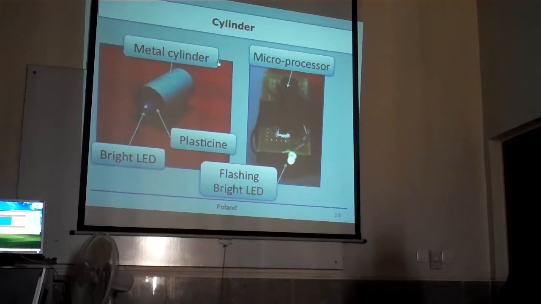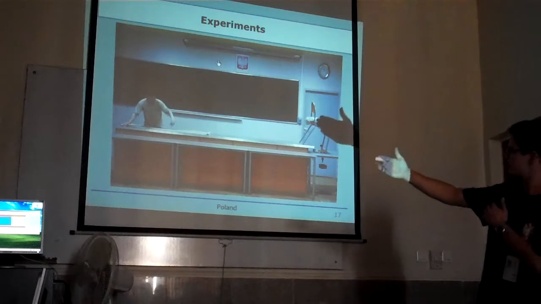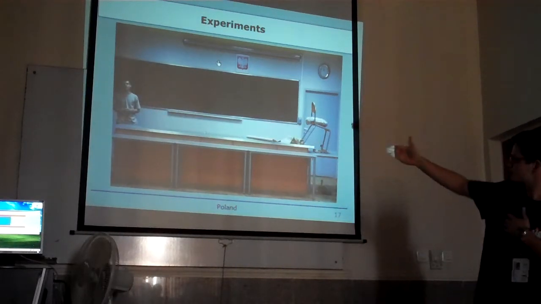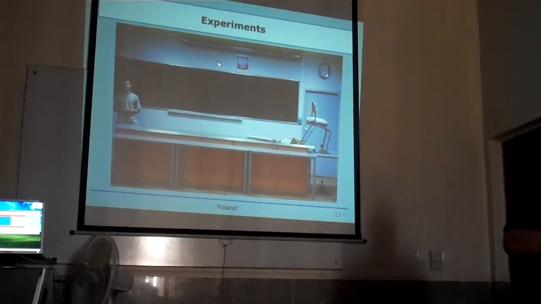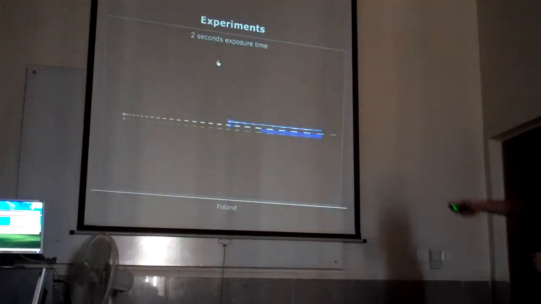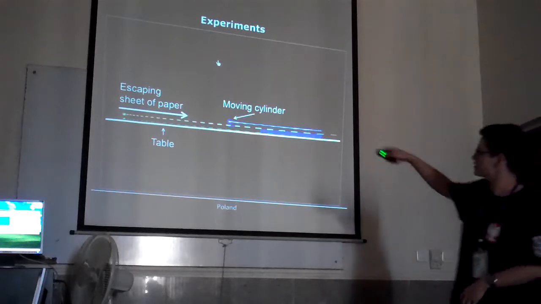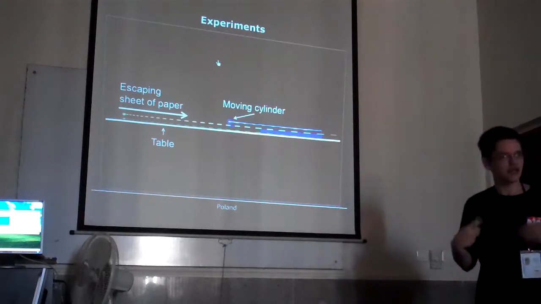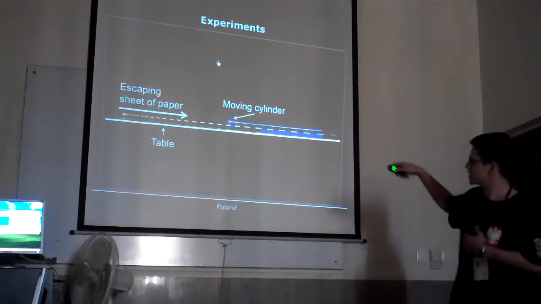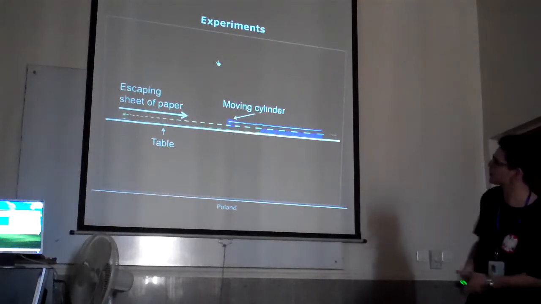The experiments were made in the following way. Paper was pulled away, cylinder was placed on the paper, and paper was let go. We could see the motion of the cylinder. By taking long exposure photos of this setup, we could arrive at the following picture. Here you can see the moving cylinder, and here you can see this flashing green diode, which tells us what is the acceleration of the paper when we actually measure the length of those lines.